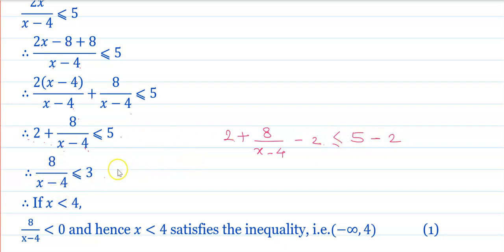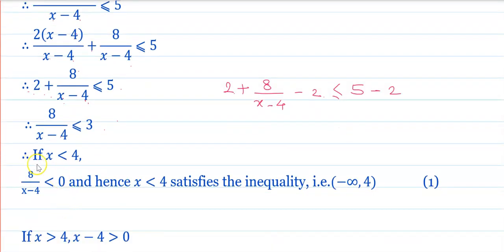5 minus 2, you will get here 3. Okay. Again, next, if x is less than 4, then this fraction will be negative. Therefore, 8 upon x minus 4 is negative, and hence x less than 4 satisfies the inequality. X is less than 4 means what? It is the interval minus infinity to 4. This is the first one.